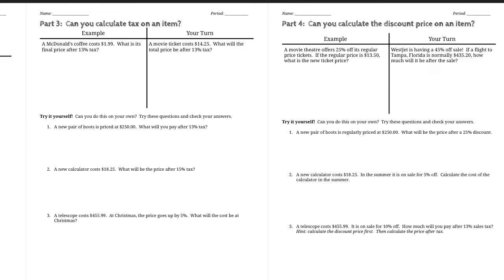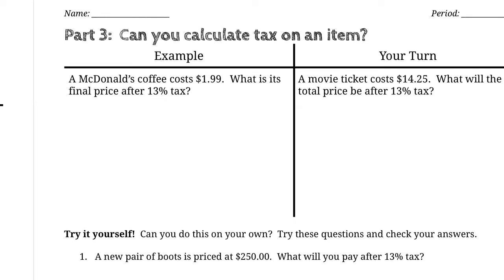In this video, we're going to look at how to calculate tax and discount prices for items. It's a very useful skill. We always have to do this when we go shopping. So, for example, a McDonald's coffee costs $1.99. What is its final price after 13% tax?